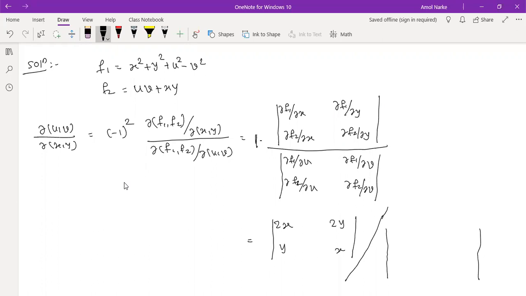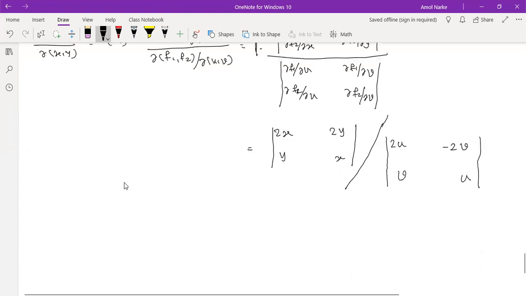Yes. Okay. Now f1 with respect to u. Here with respect to u, it is 2u. f1 with respect to v? This becomes 0, this is also 0, with respect to v only, minus 2v. Am I correct? Yes. Now f2 with respect to u: v. Only v. And f2 with respect to v: u. Now solve that determinant.